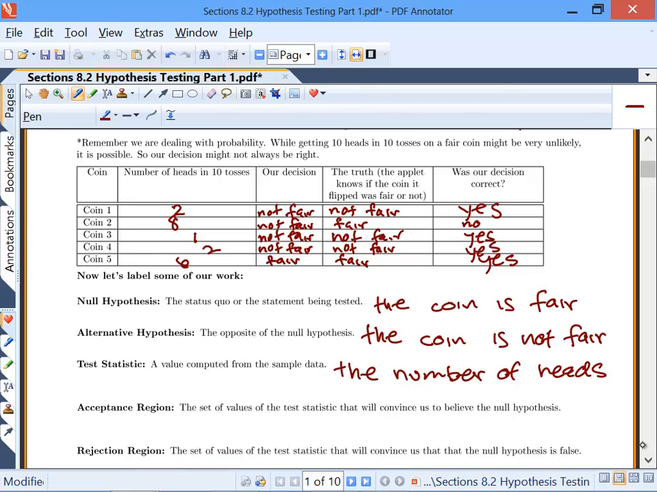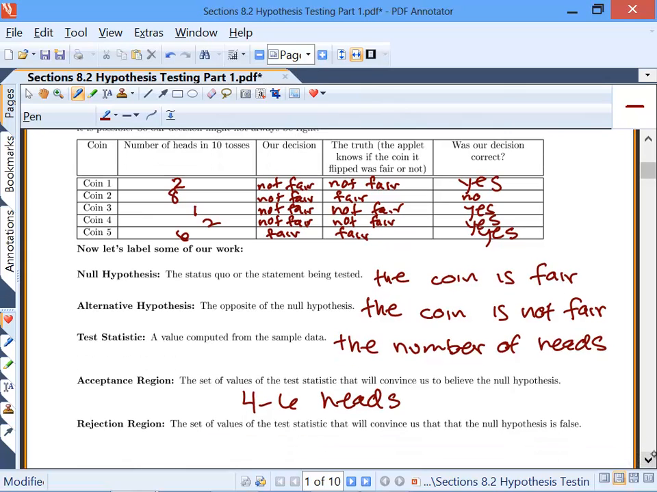We also have what's called the acceptance region. That's the set of values of our test statistic that will convince us to believe the null hypothesis. In our situation, the null hypothesis was that the coin was fair, and we said we would believe that the coin was fair if we got 4 to 6 heads. So that was our acceptance region. We decided in advance when we would decide if this coin was fair. And the rejection region is the set of values for our test statistic that will convince us that the null hypothesis is false, which was 0 to 3 and 7 through 10.